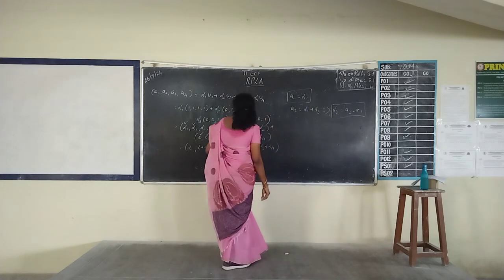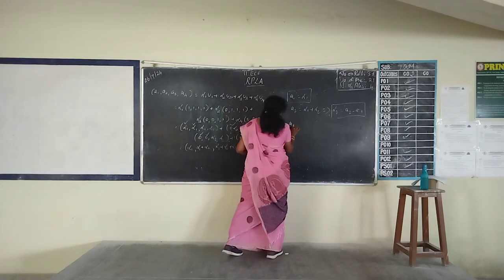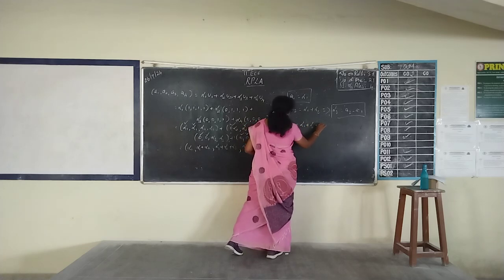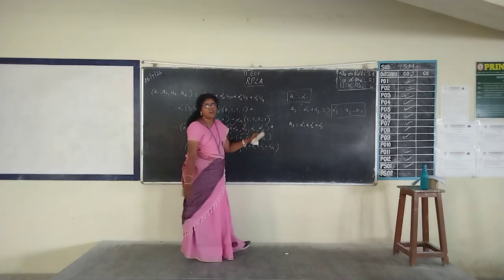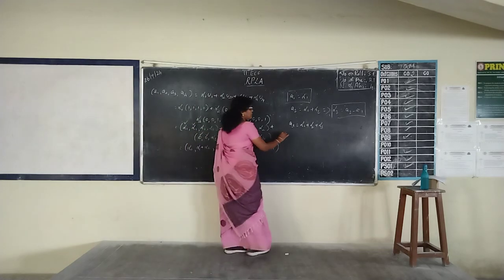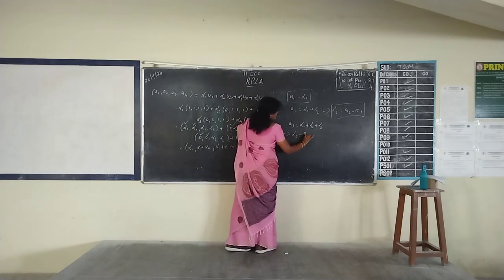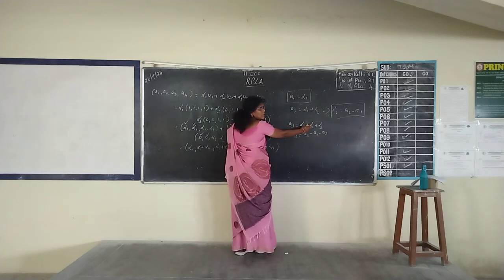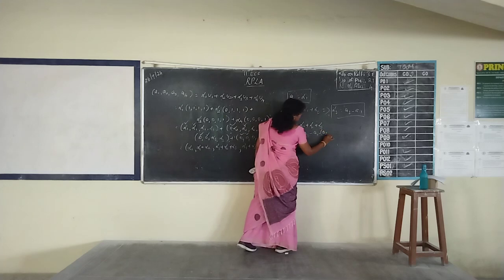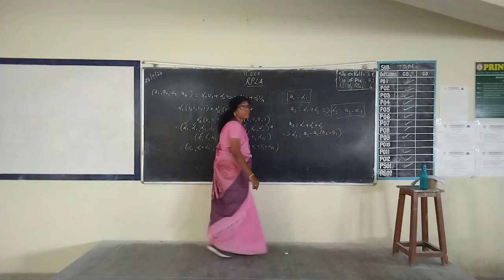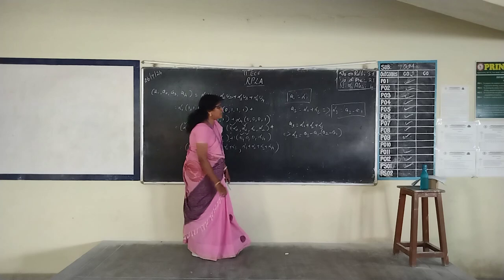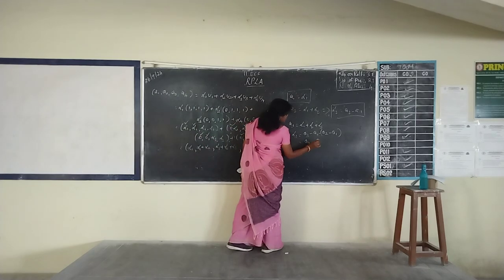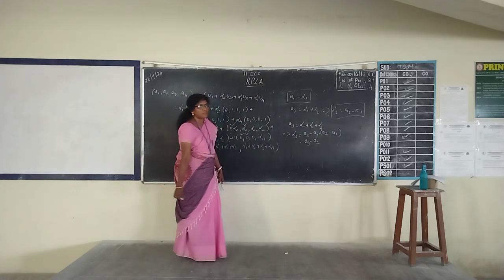Similarly, check for the third one. So the third one is A3, which is equal to alpha 1 plus alpha 2 plus alpha 3. You know alpha 1, alpha 2. So what is alpha 3? A3 minus alpha 1, correct? Minus alpha 2. What is alpha 2? A2 minus A1. Simplify. A3 minus A2, because minus A1 plus A1 will get cancelled off.